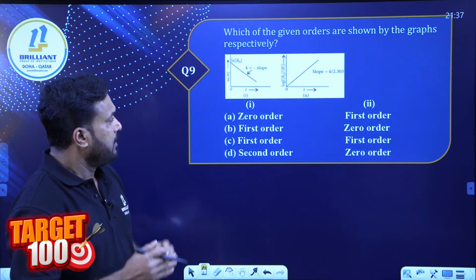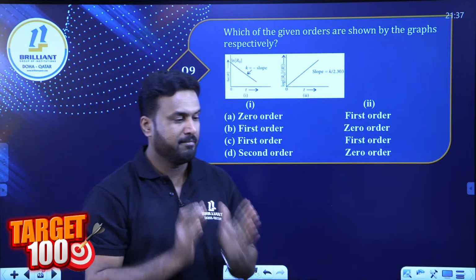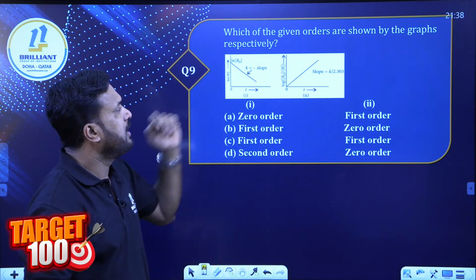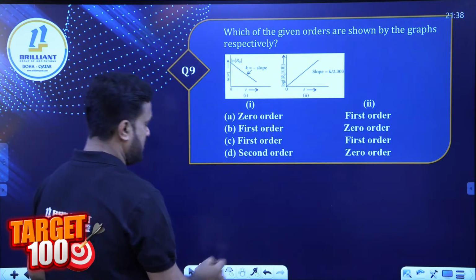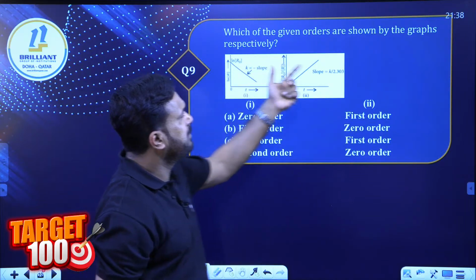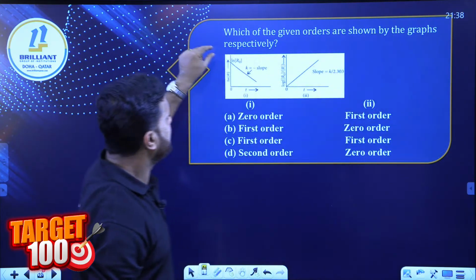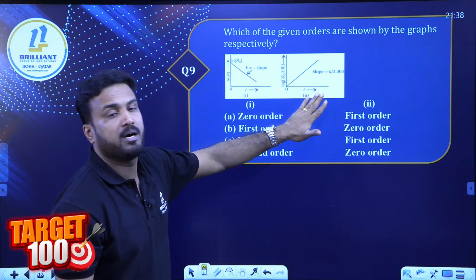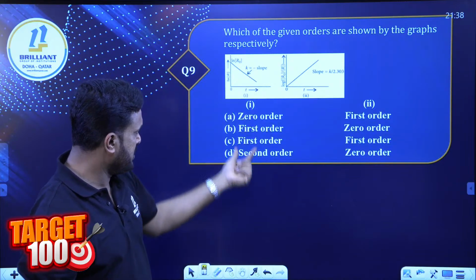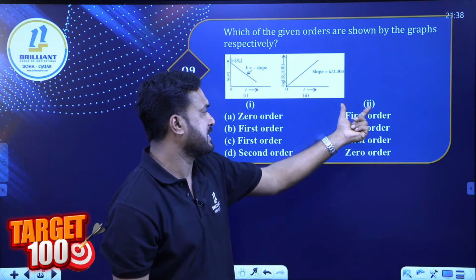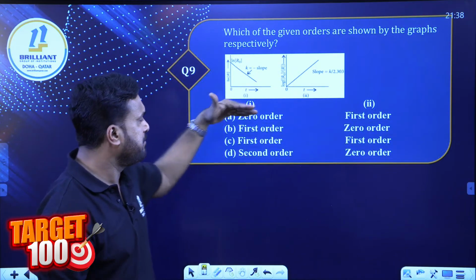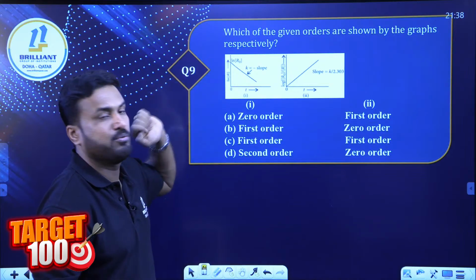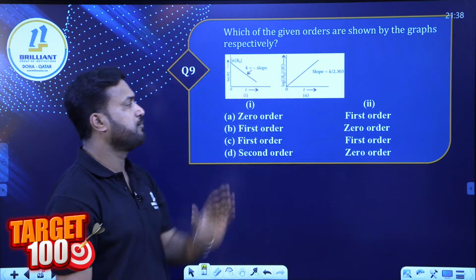Listen. You can send your answer, and finally we can check. At the same time you have to listen to how we can find out the order of this one. See here, which of the given orders are shown by the graphs respectively. Here graph A, I think it's visible to you, and graph 2 are given. For the first graph, orders are given accordingly, and for the second graph, orders are given accordingly. Anyway, only zero and first order will be given as per the syllabus. Let us see the first one is in which order. After that we can go for the second one.